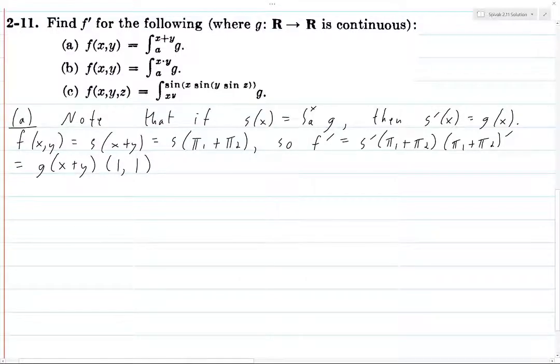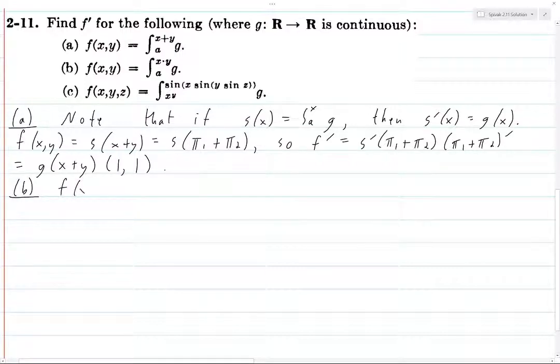And indeed, f is a function from R2 to R. So our derivative needs to be a function from R2 to R. So as a matrix it needs to be a 1 by 2 matrix, and that's exactly what this is. We've got one row and two columns. And there we go. Okay, so B is going to be similar.